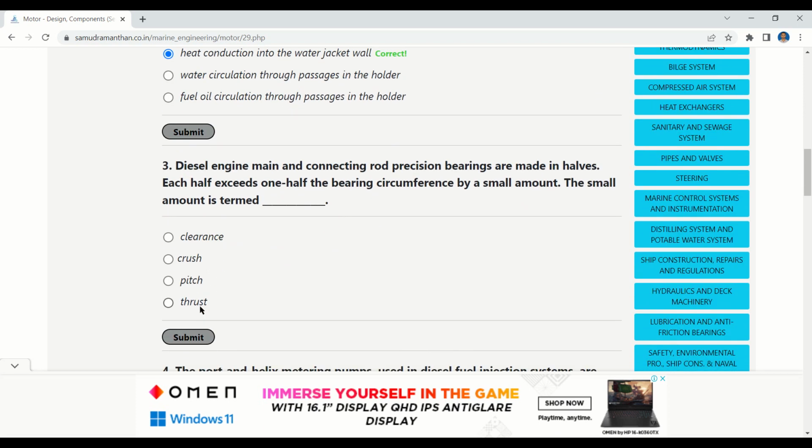Our next question is: diesel engine main and connecting rod precision bearings are made in half. Each half exceeds one half the bearing circumference by a small amount. The small amount is termed? The options are clearance, crush, pitch, thrust. The correct option should be crush.